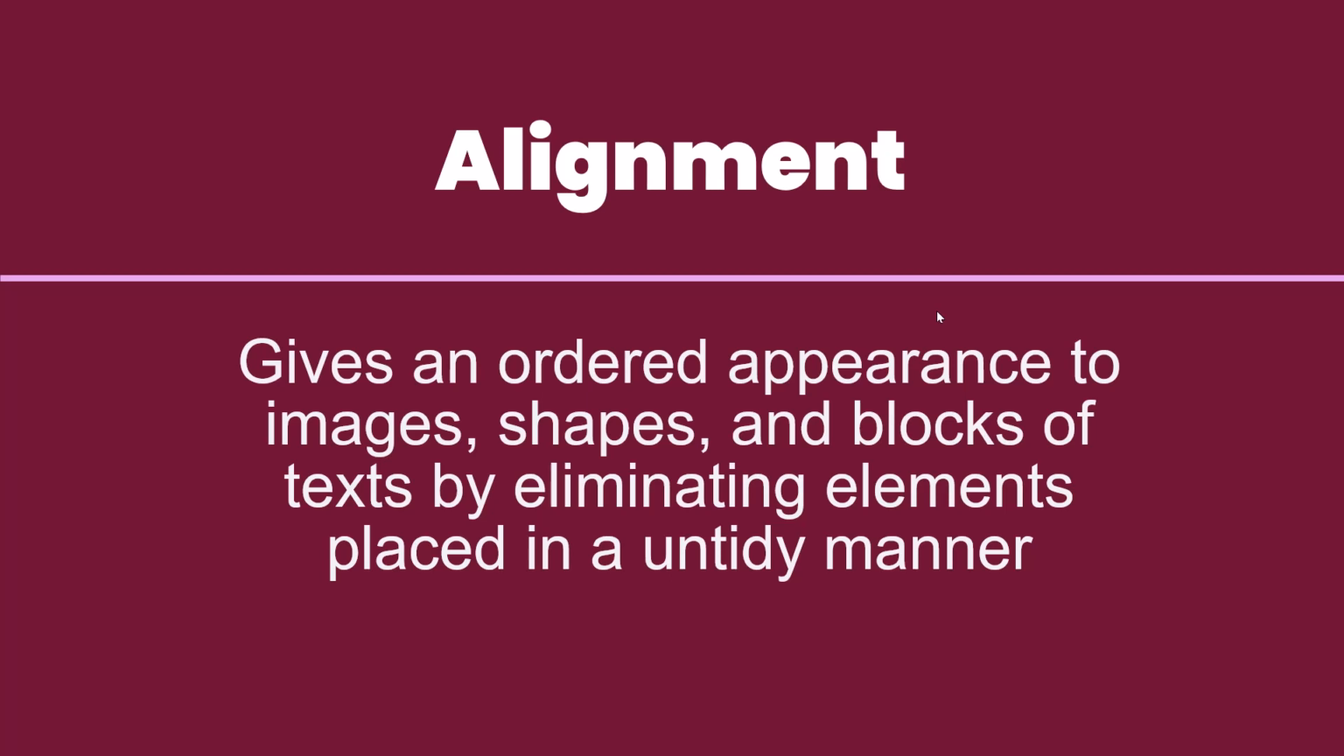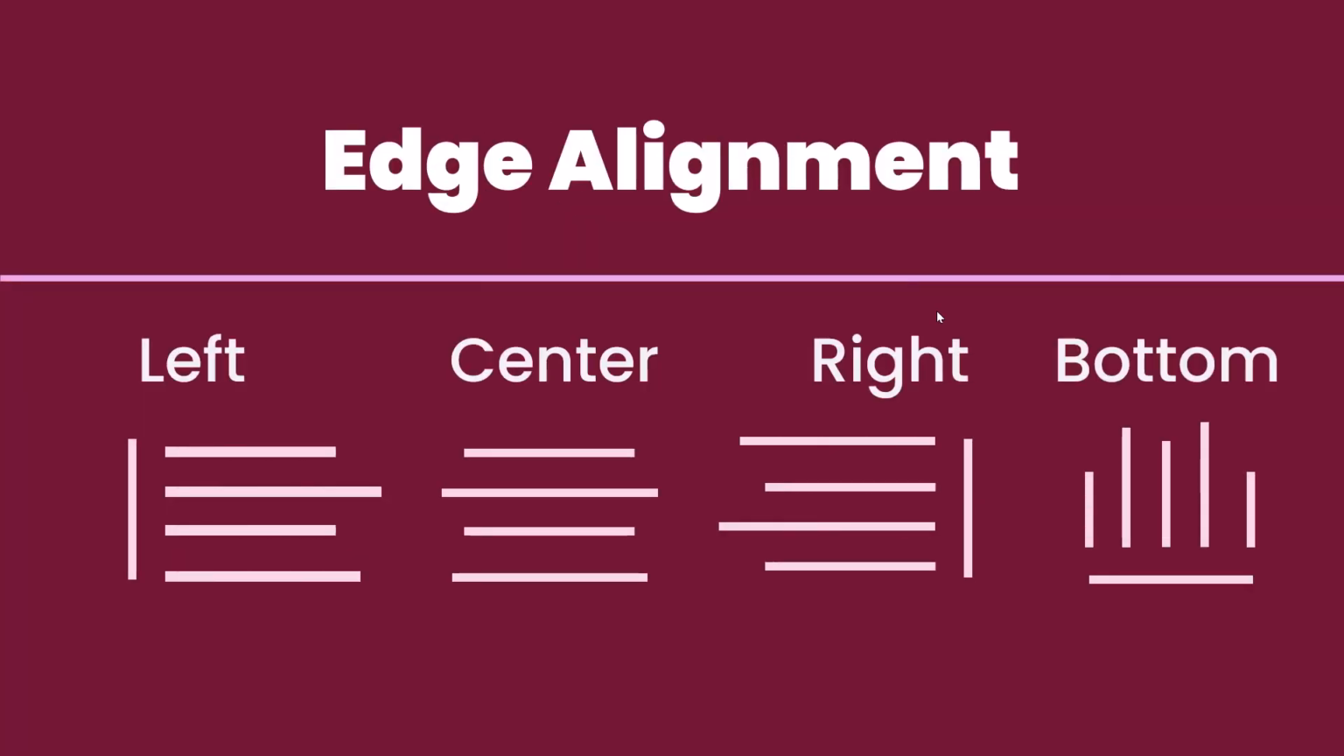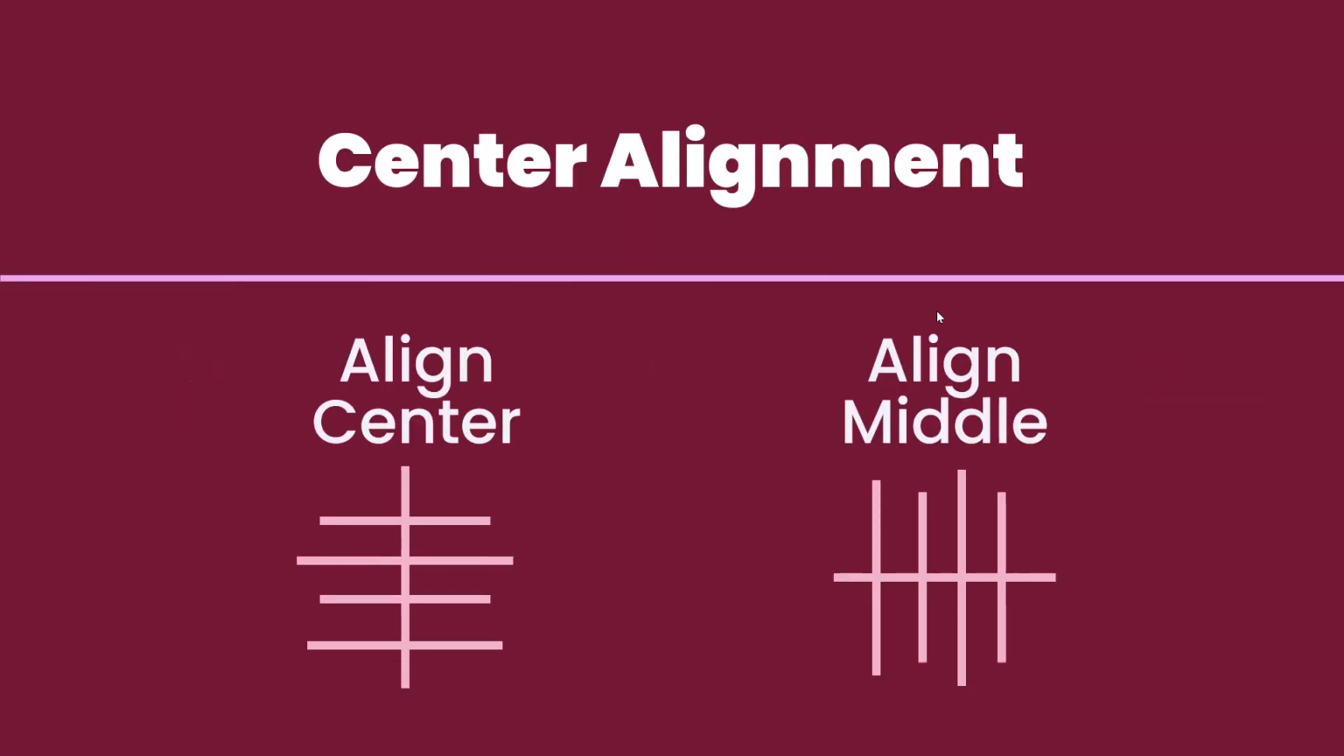We have edge alignment and we have centered alignment. With edge alignments, we've seen them, we've made use of them a lot in our school projects, in our personal projects. You will need to know when and how to align elements to the left, to the center, to the right, or to the bottom. And we have the center alignment, which could be aligned from the very center point or in the middle, so horizontally or vertically.